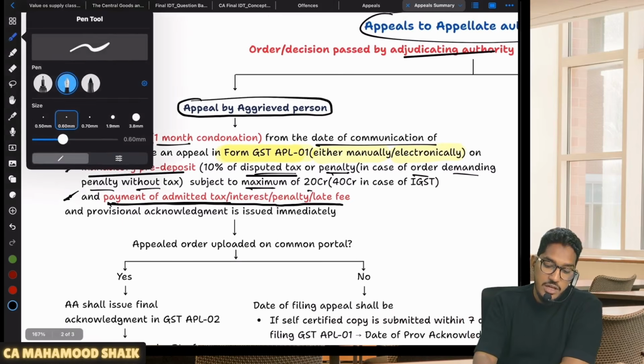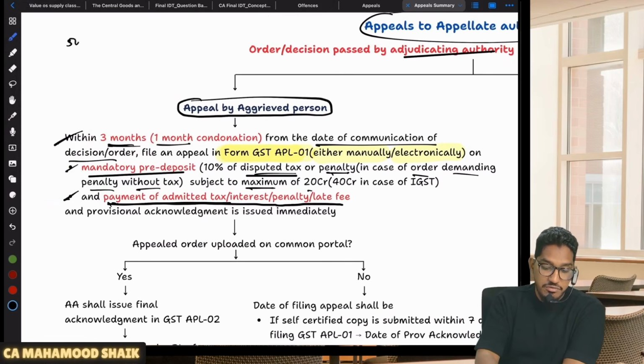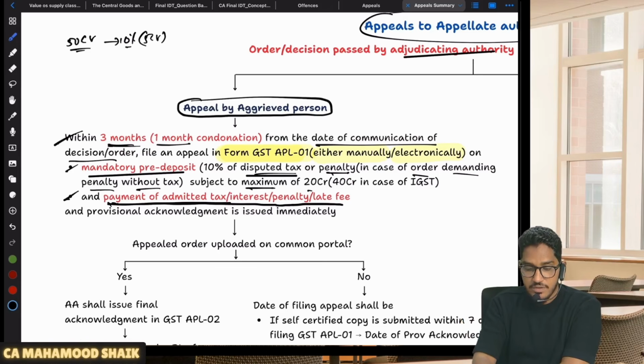Let us say, for example, you are going for an appeal of 50 crore rupees of CGST disputed. How much pre-deposit are you required to make? If you take 10%, I'm only asking you CGST. So 10%, if I calculate, 5 crores. How much you will deposit? 5 crores only. You are going for an appeal for 100 crores of disputed tax. How much will you deposit? 10%, which will come to 10 crores, you have to make a deposit.